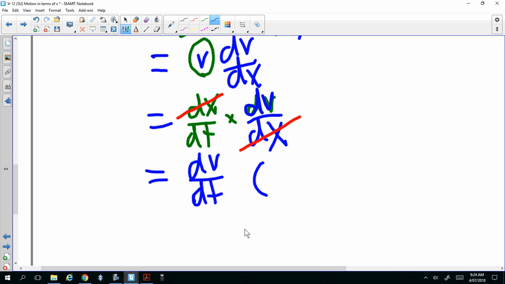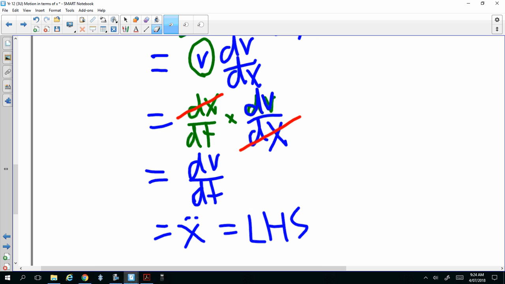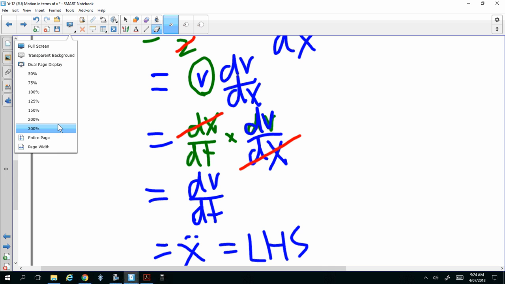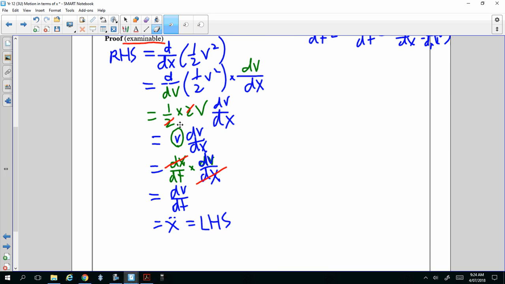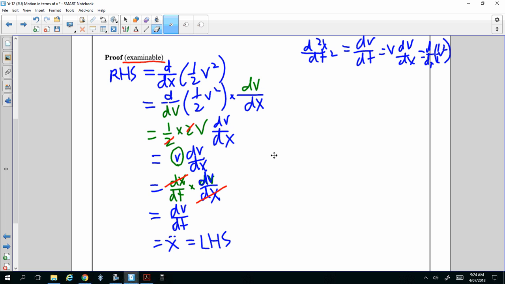Alright, so the proof is examinable, and it's not very long, but it can be tricky because you need to remember what to do in the first step, so you have to remember to do this. That's not obvious, is it? And then you have to remember to write v in terms of dx/dt, which is not obvious. But these are the critical steps, and if you can remember these two steps, you're able to do the proof. Again, remember, it's examinable.